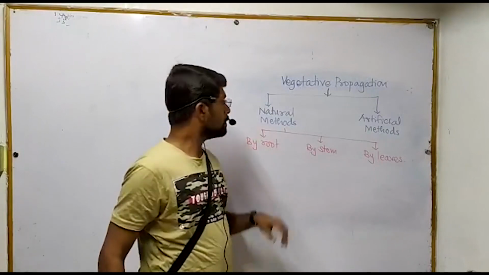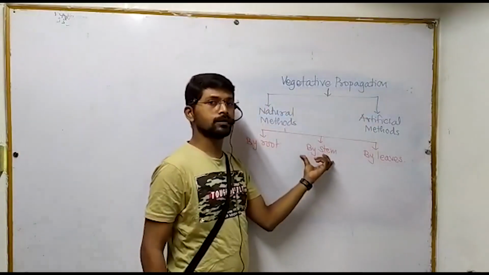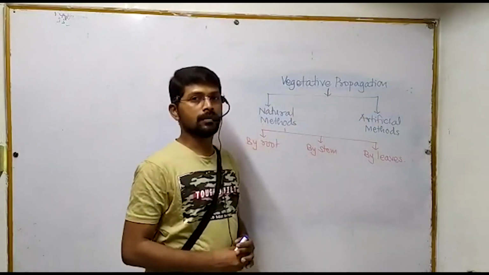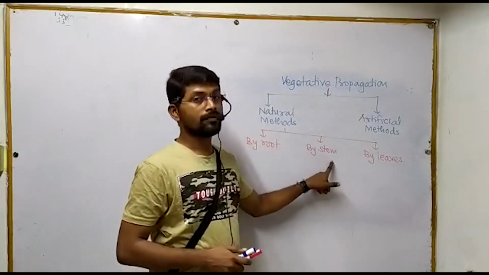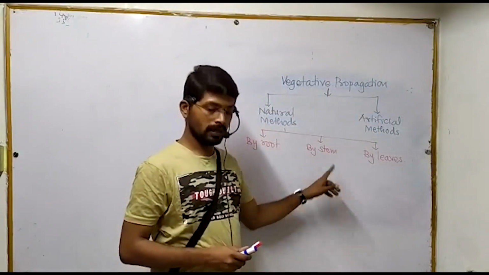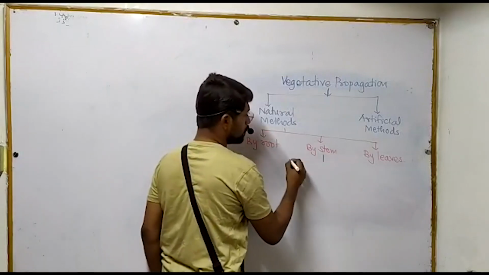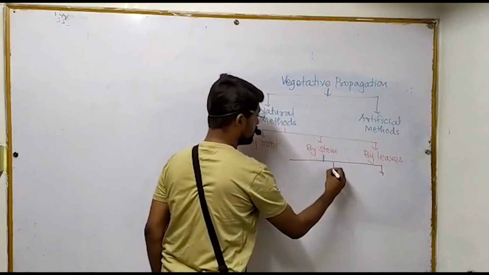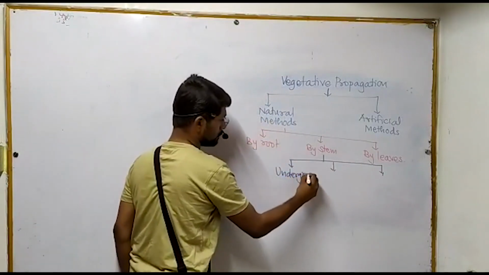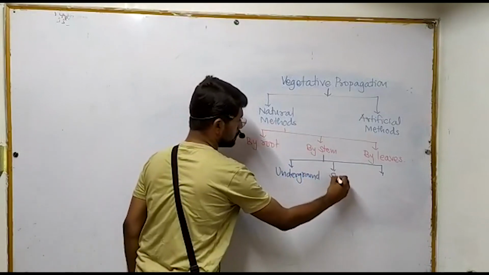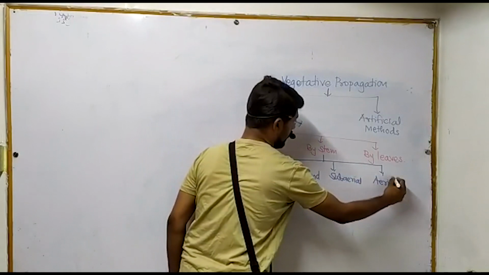Now the second type of natural method of vegetative propagation is vegetative propagation by means of stem. Basically, stem is the ascending aerial axis of the plant. But stem shows different kinds of modifications. You have studied this part in morphology of flowering plants. Let us discuss. Stem is modified into 3 different forms, 3 different types. One is called underground modification, then subaerial modification and aerial modification.